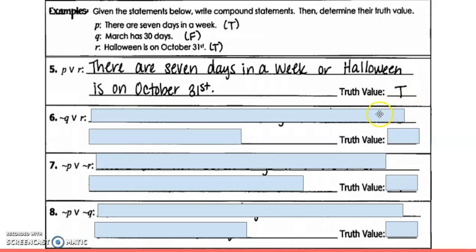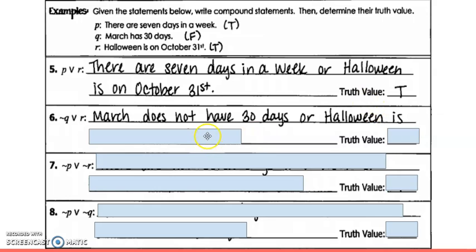Number 6, we have not Q or R. So not Q is going to be March does not have 30 days, and R is going to be Halloween is on October 31st. Again, we just need one of them to be true in order for the whole thing to be true. So when we look at this, March does not have 30 days is true, and Halloween is on October 31st is also true. So this truth value is true.